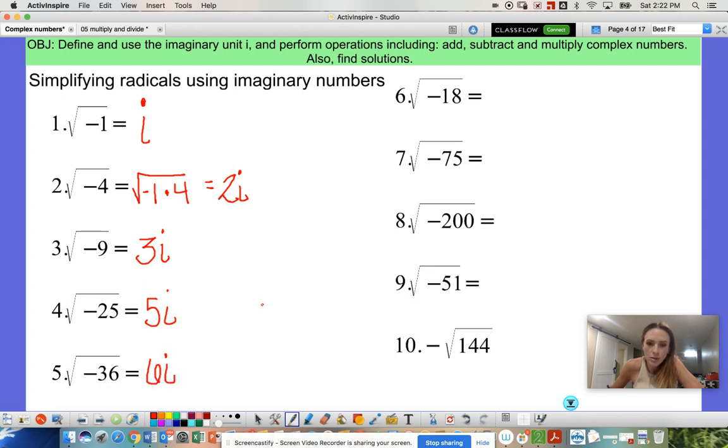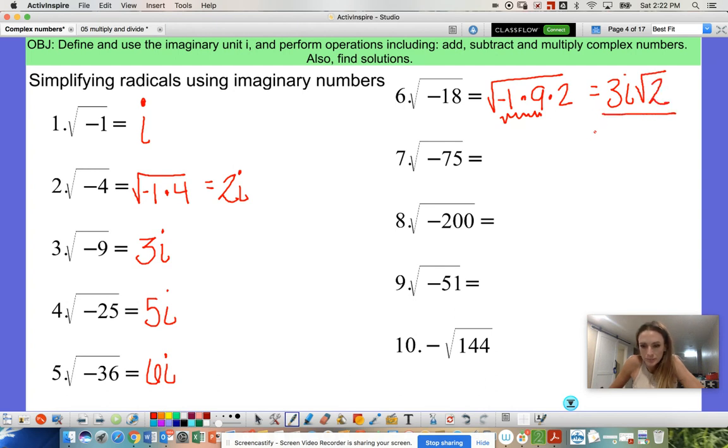Go ahead and pause me if you're ready to continue and see if you can figure it out yourself. For this one, we need to simplify the radical, right? We've got -1, we'll take that out, and then we also have 9 that would go in there, and then 2. So we can pull these out of our radical, and that would give us 3i, but we are still left with the square root of 2, and this is the standard way to write that.